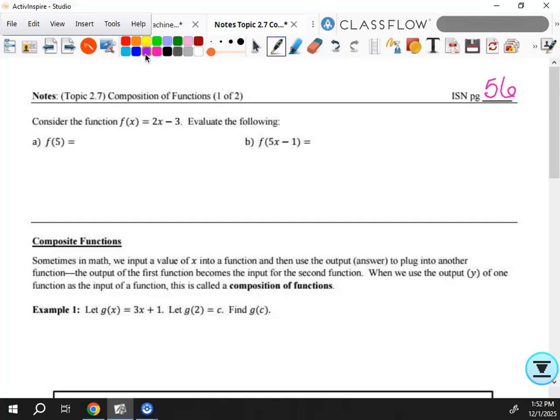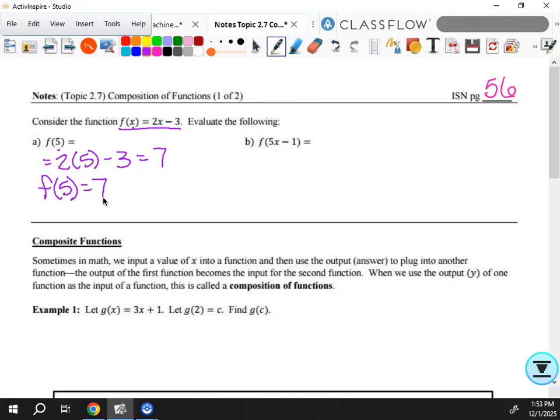If we have the function f of x equals 2x minus 3, and we want to evaluate the following: I have f of 5. Since x got replaced with 5, I replace every x I see with a 5. That will give me 2 times 5 minus 3. That gives me 7. So f of 5 equals 7. Yes, it is that easy, if that's what you're wondering. It's not a trick, it's just a review.